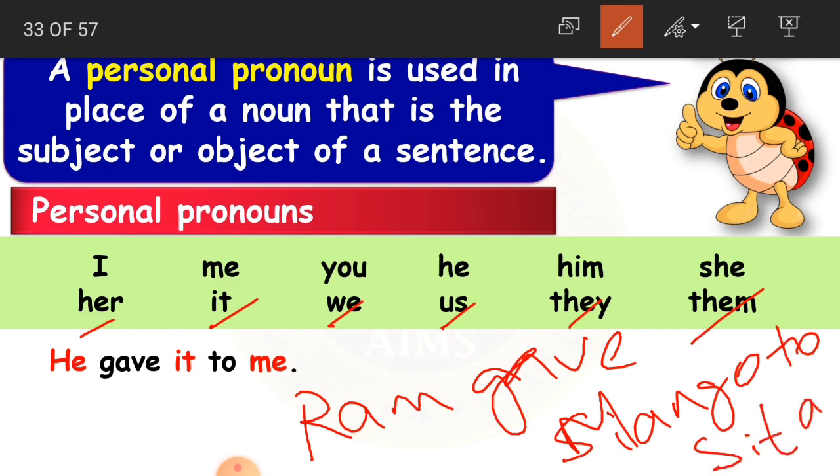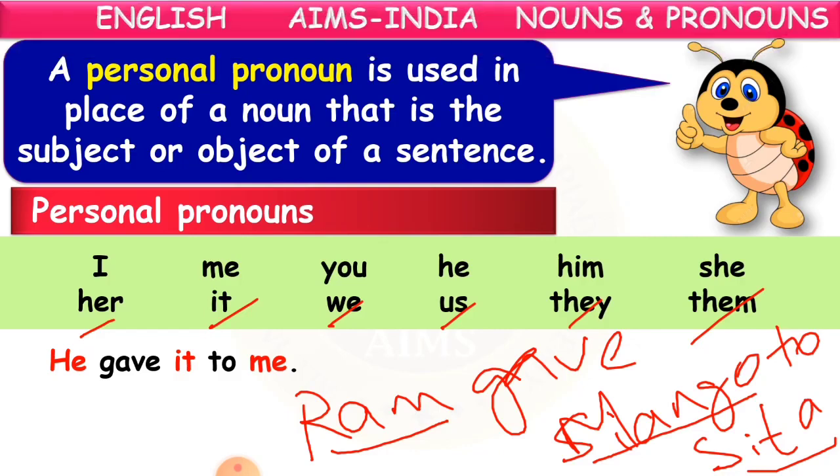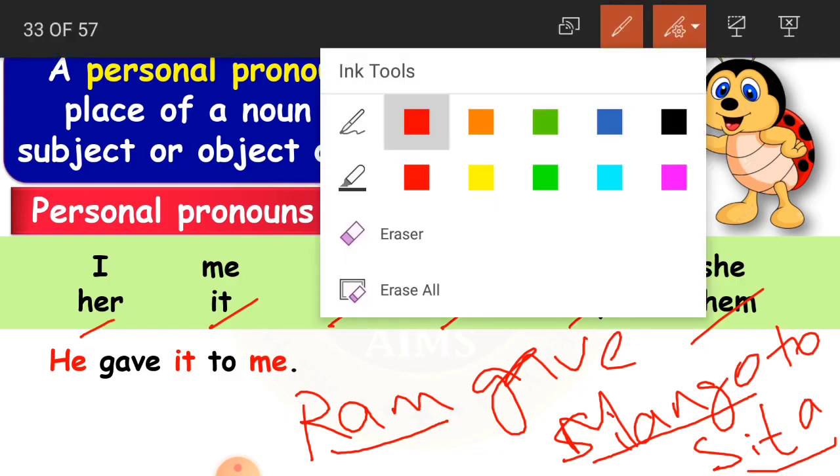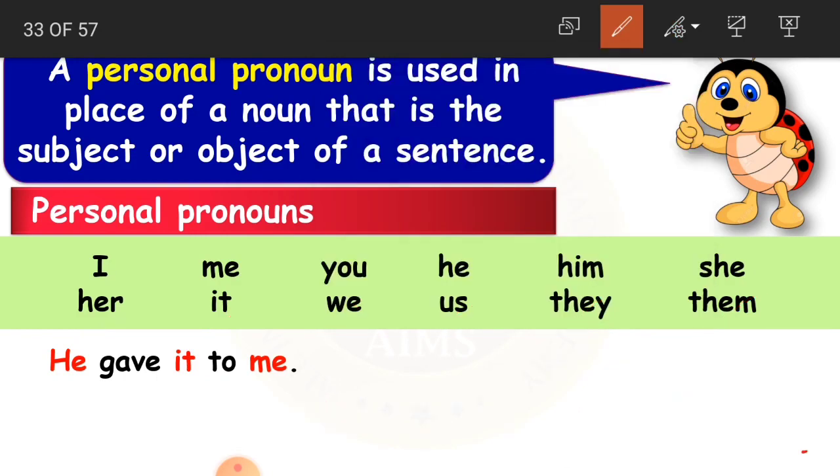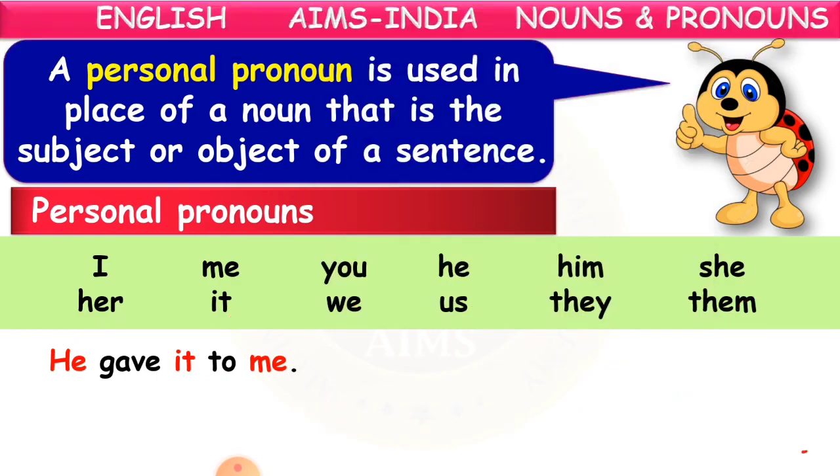So here, instead of Ram, we use he; instead of mango, it; instead of Sita, me. These are all personal pronouns, and this is how we are going to use them in a sentence. Clear, children? So like this you have to write it. I'll just erase this. Now we'll go to the other type of pronoun.